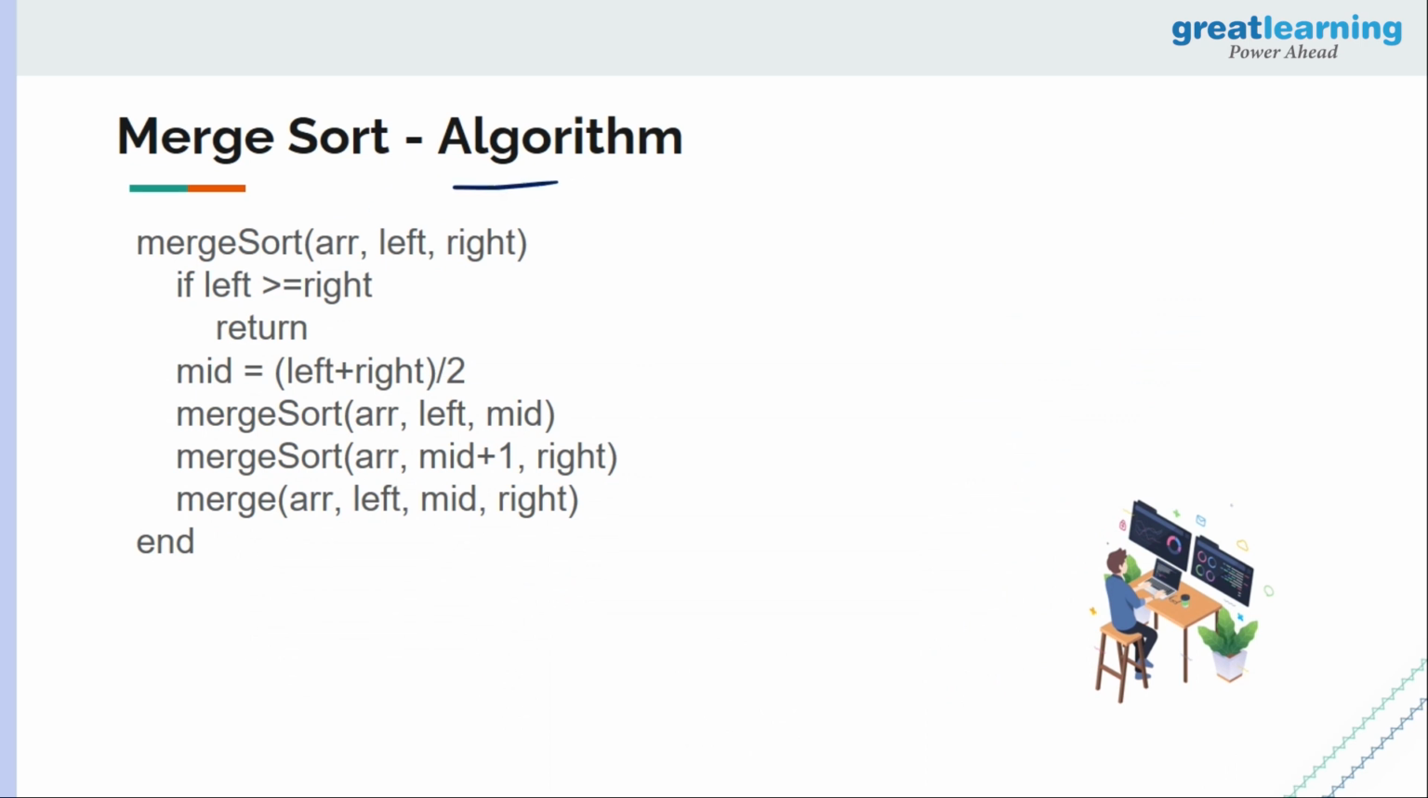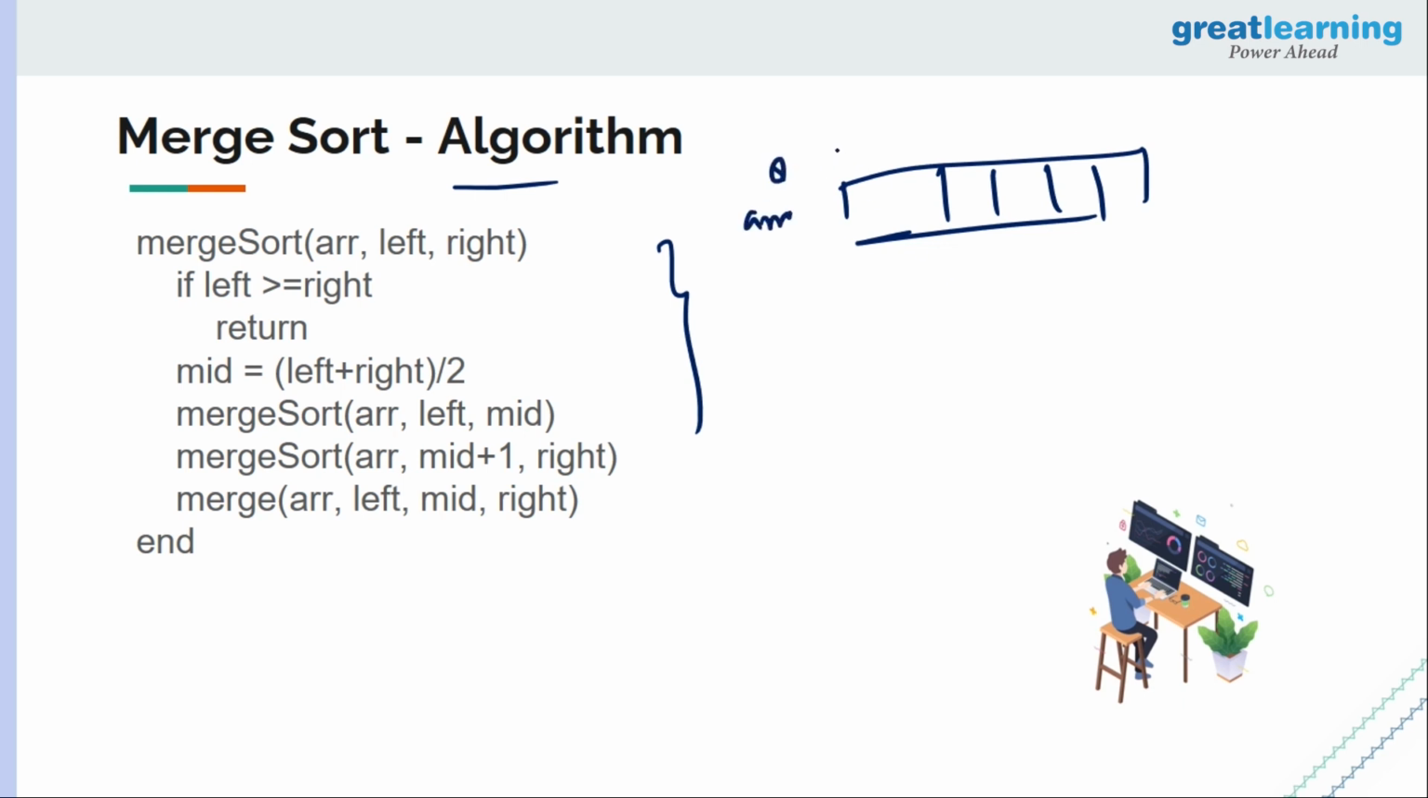Now let's talk about the merge sort algorithm. First let's talk about the merge sort method. In this method, we are dividing our array into further sub arrays. How are we going to do that? If we have this array, and let's suppose it contains 8 elements, this is our array. Let's suppose this is our left pointer and this is our right pointer.